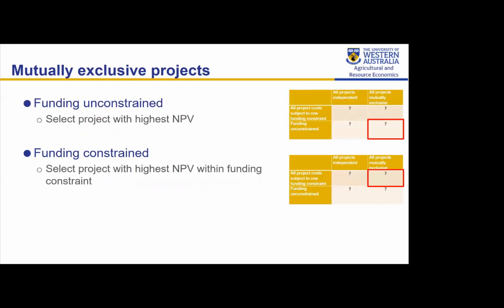And then the last two contexts are where you have mutually exclusive projects, either unconstrained or constrained. They're not very different in terms of the rule. If it's unconstrained, you just select the project with the highest net present value. If it's constrained, you select the project with the highest net present value that fits within the funding constraint. So very simple. Those two are just common sense.